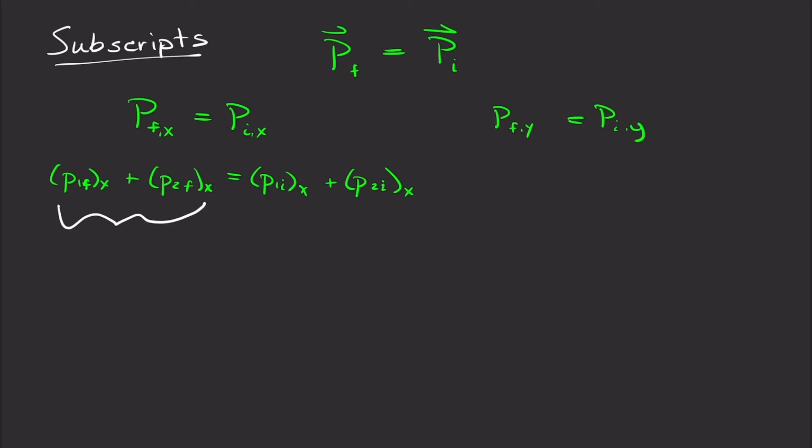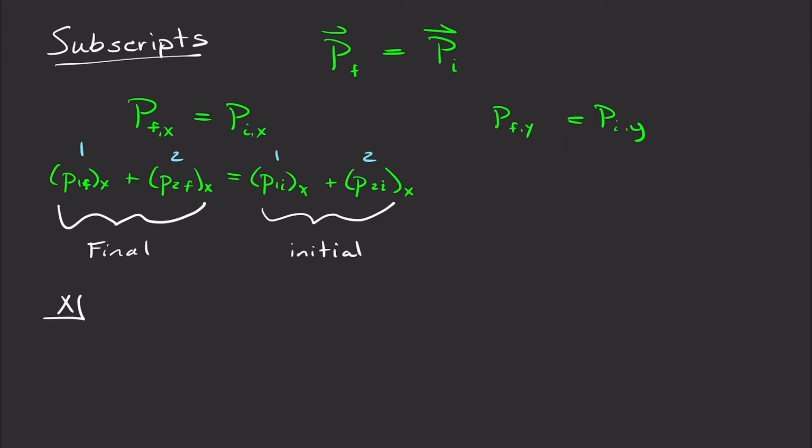So everything on this side is final. Everything on this side is initial. So everything on the left should have an F, and everything on the right should have an I. And then what I like to do is worry about my x component all at once. And so I know everything in this equation should have an x in it. And if I'm talking about the total momentum, then I need to do it for all of my objects. So I should have one term on this side for object 1, one term for object 2. So I should have a 1 and a 2 on this side, and a 1 and a 2 on the other side.